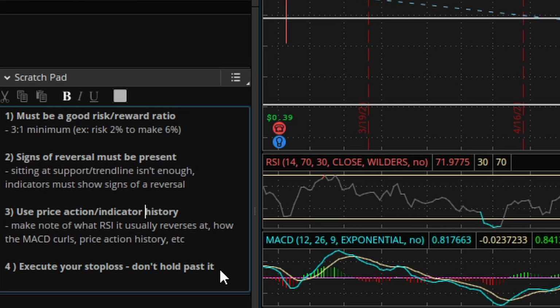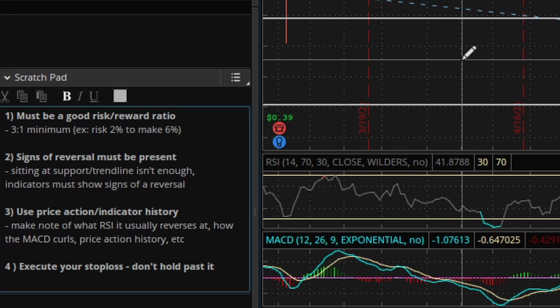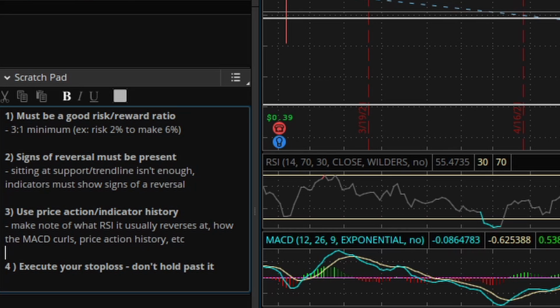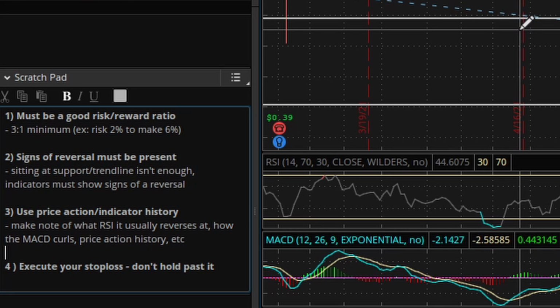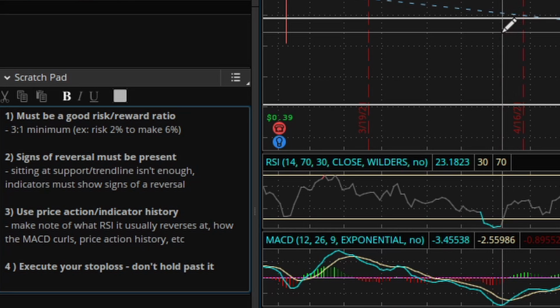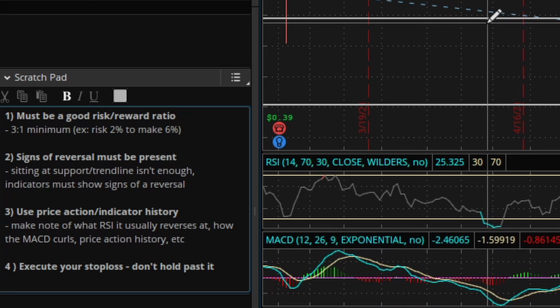Then lastly, very, very important, execute your stop loss. I've done the opposite many times. I'm sure we've all done that, where you say, all right, I'm going to risk 3% here. If this thing goes down 3%, I'm exiting. But then we end up holding past it, right? Next thing you know, your 3% turns into 10% and you're down 10% on your account. It's horrible. So always make sure you execute your stop loss. That's huge. Never hold past your stop loss, or else it's going to kill you and kill your account.